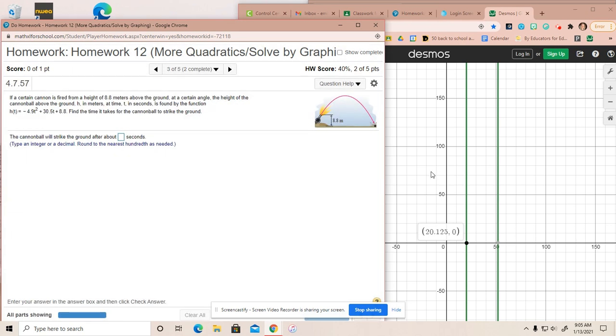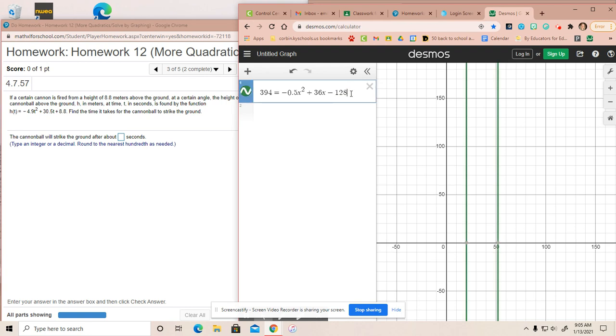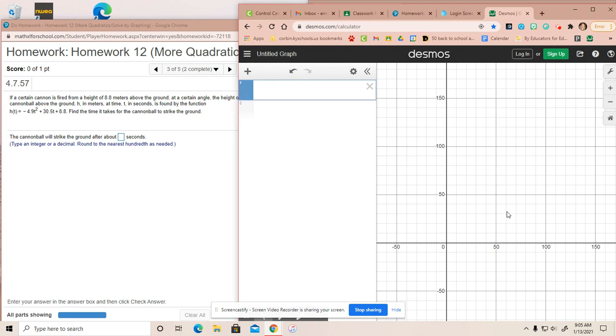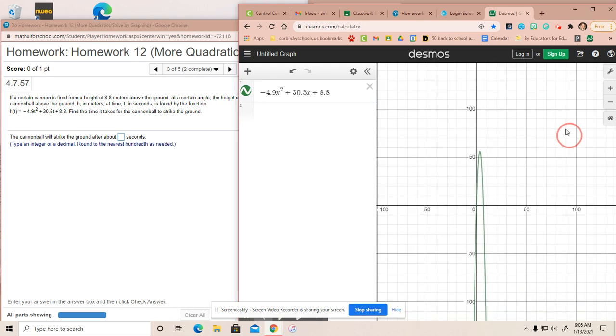Okay, here's our next one. We're talking about a cannon being fired from a certain height at a certain angle, and here we have the quadratic equation. So you can do y equals, or you can leave it off, but we're going to start with negative 4.9x squared. I'm using x instead of t. We talked about that in lesson 11. So 30.5x plus 8.8.